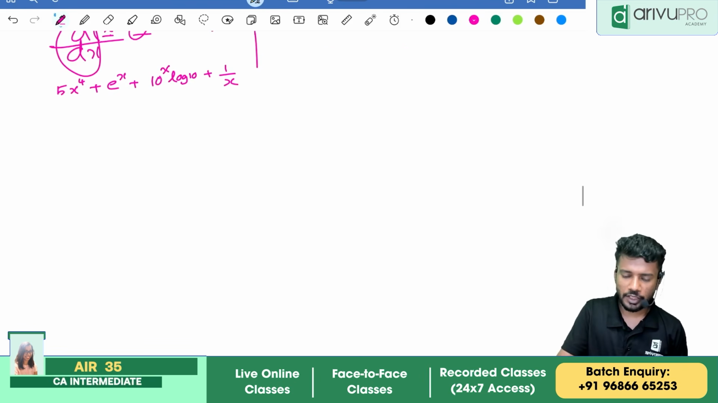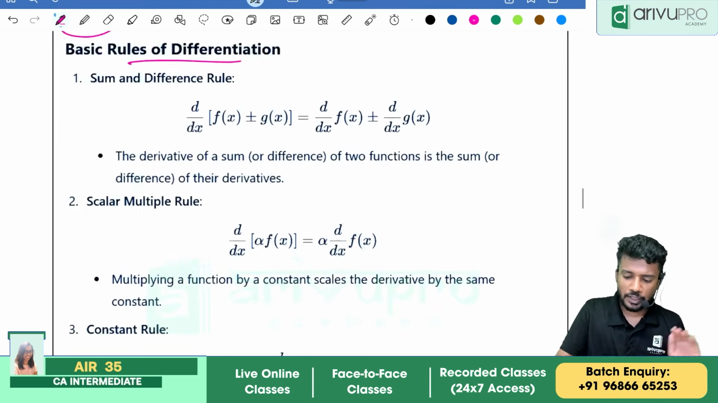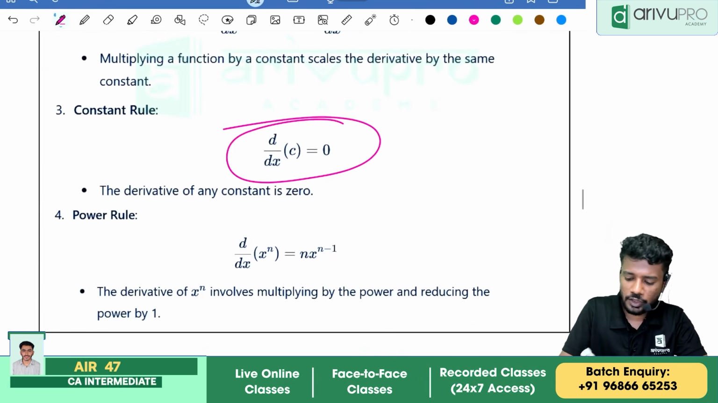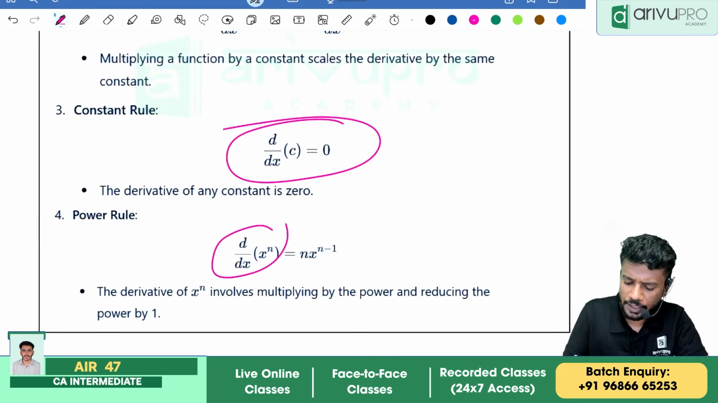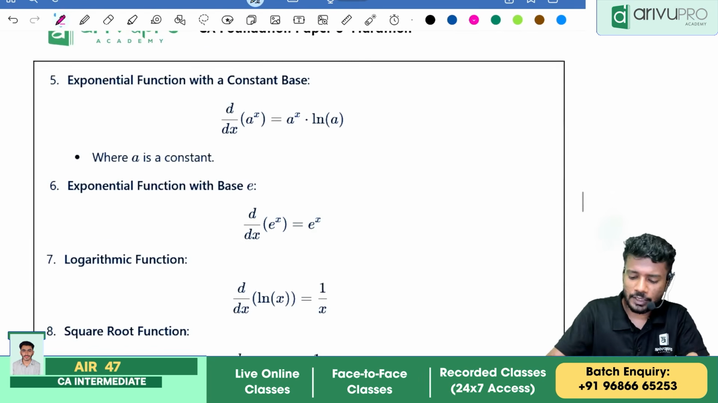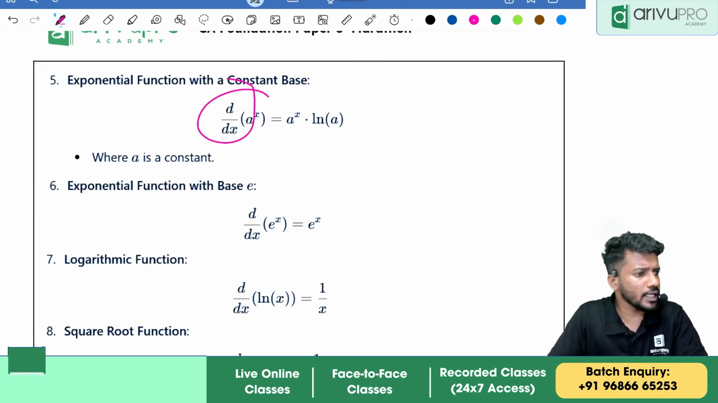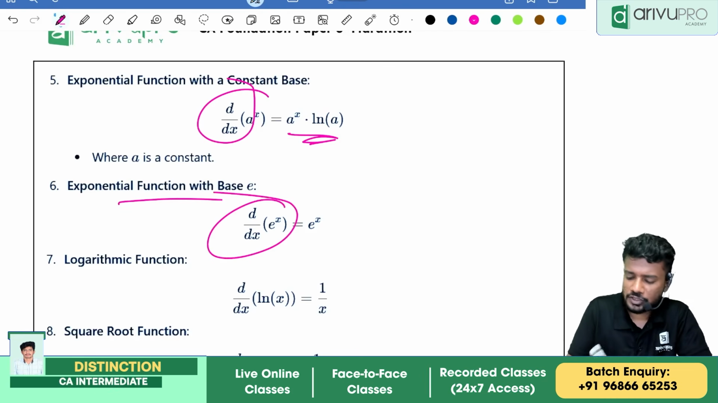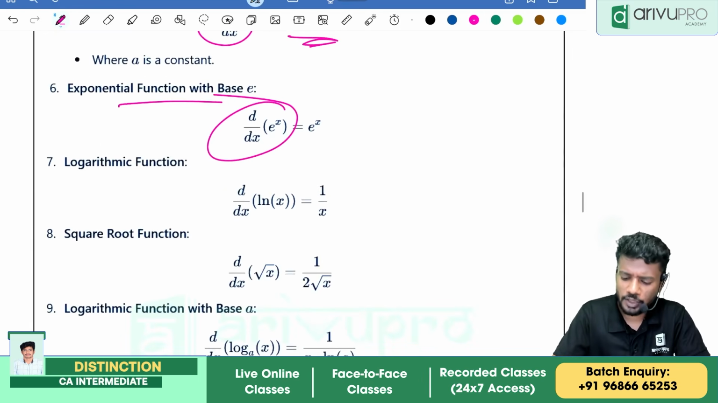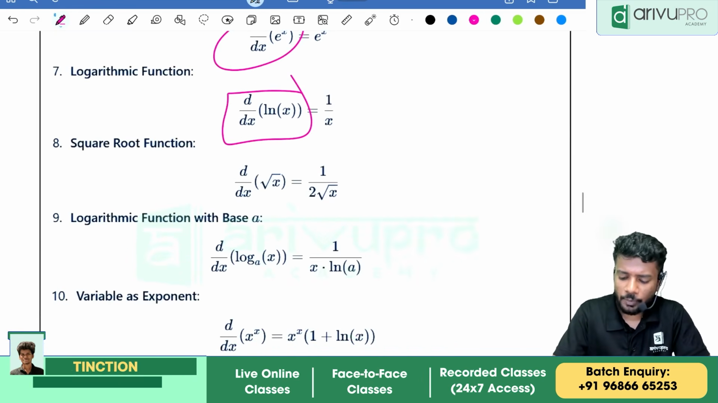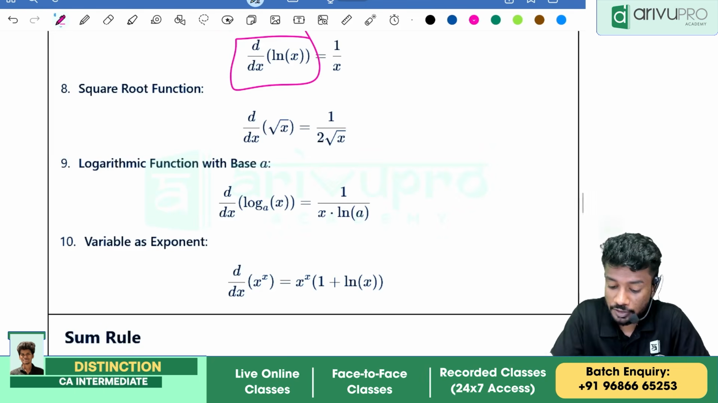Now a few more are there. Can I start off with that? Constant is what? 0. Then d by dx of x raised to n is what? n x raised to n minus 1. Then what is d by dx of a raised to x? That is nothing but a raised to x log a. Then derivative of e raised to x is what? e raised to x. Then derivative of log x is what? 1 by x. Then d by dx of root x is what? 1 by 2 root x.